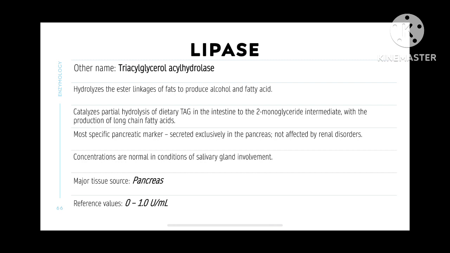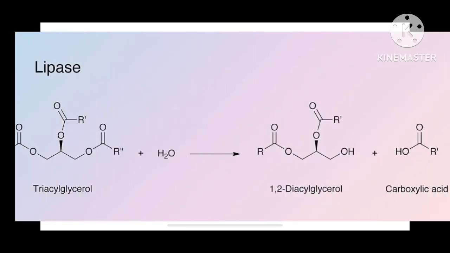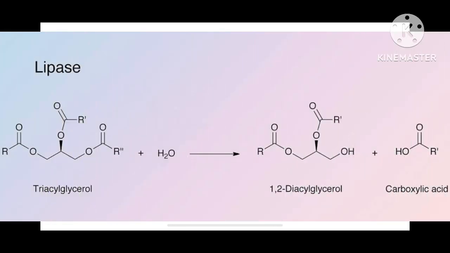It is an enzyme that hydrolyzes the ester linkages of fats to produce alcohols and fatty acids. Specifically, lipase catalyzes the partial hydrolysis of dietary triglycerides in the intestine to the 2-monoglyceride intermediate with the production of long-chain fatty acids. The enzymatic activity of pancreatic lipase is specific for the fatty acid residues at positions 1 and 3 of the triglyceride molecule.